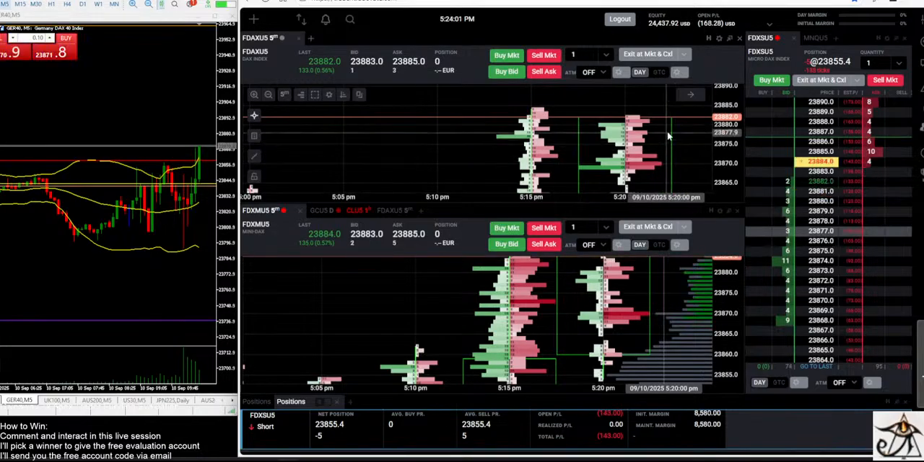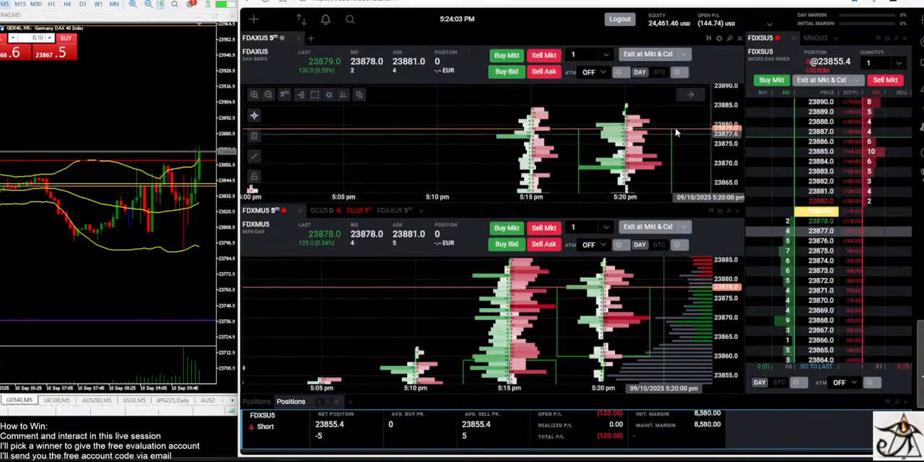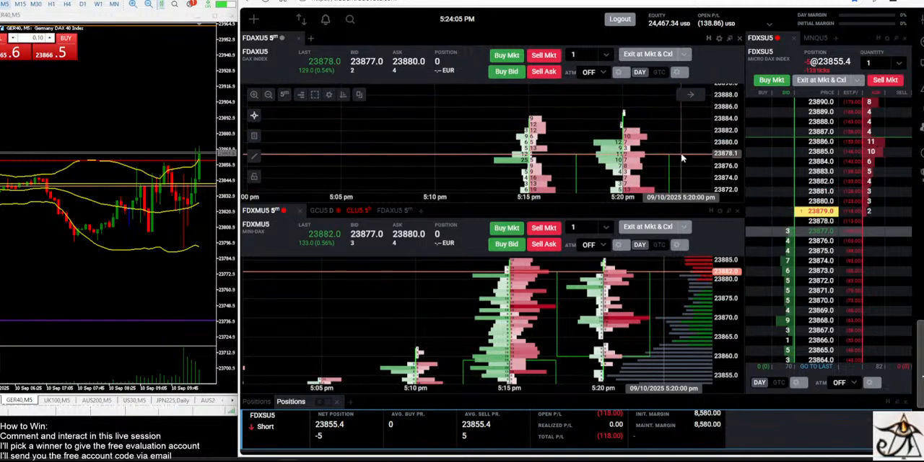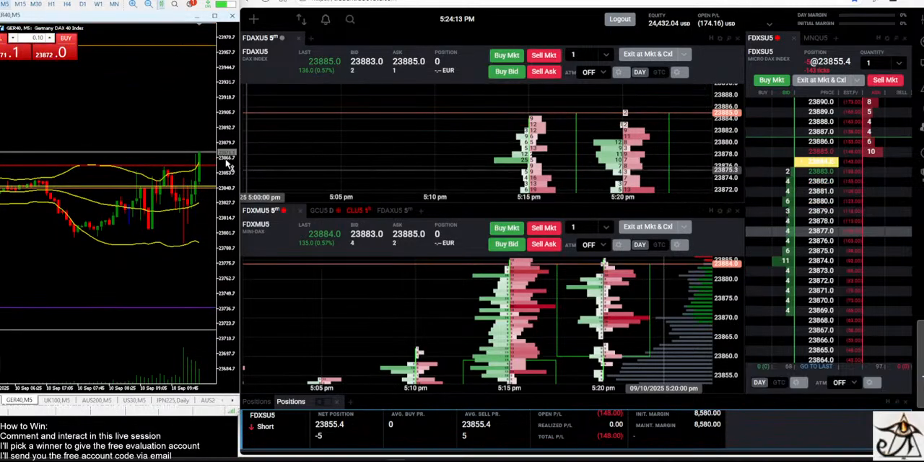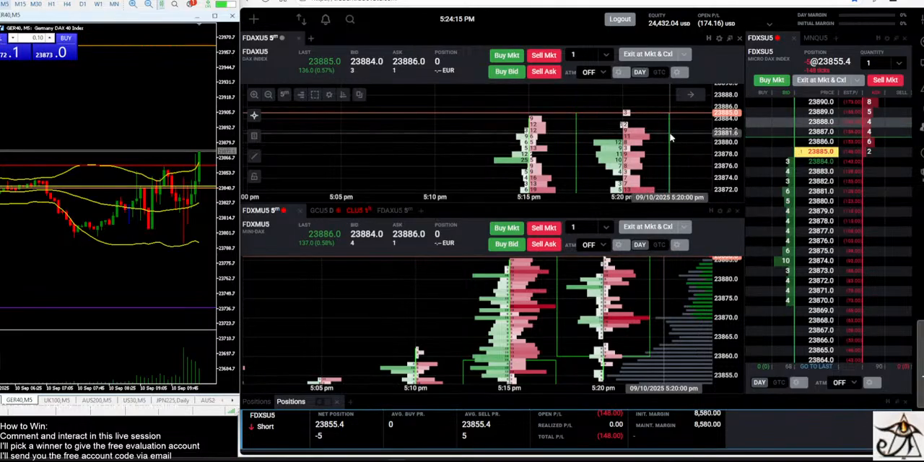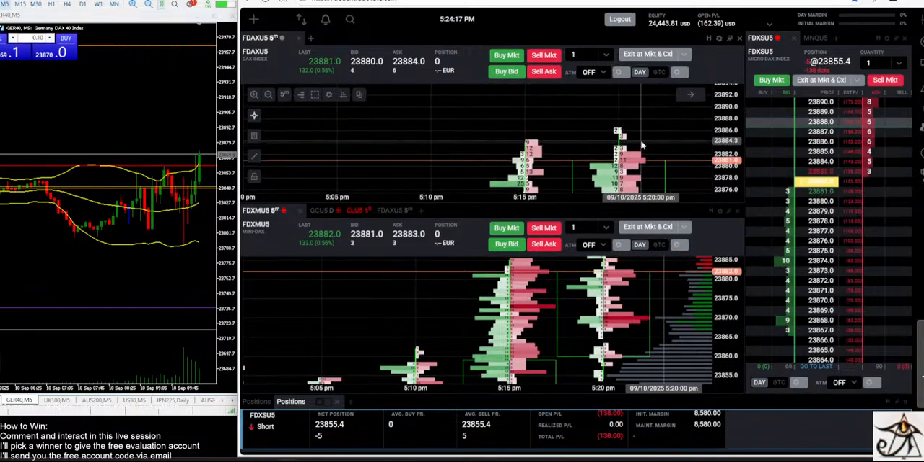Yeah, the waiting game is not my strong point, particularly whenever I wait, it seems to go the wrong direction. And we're heading up. If we break through this, I am concerned that it will just power up really quick.